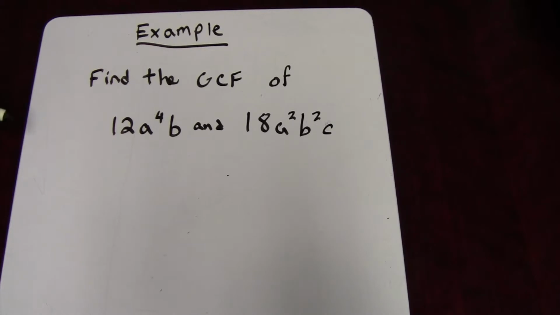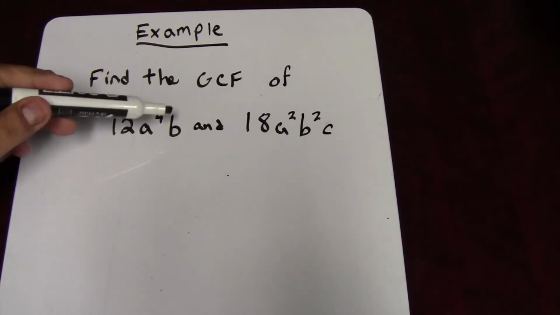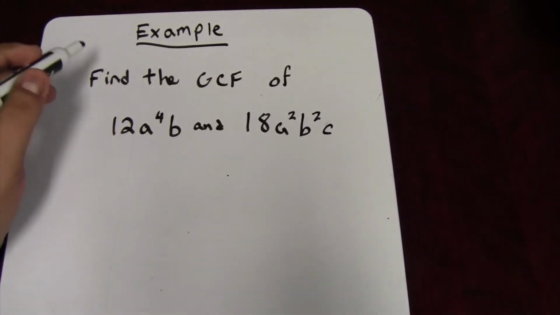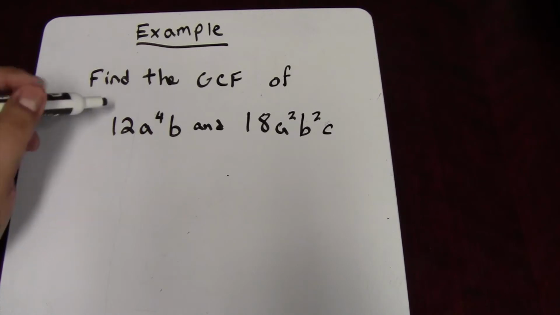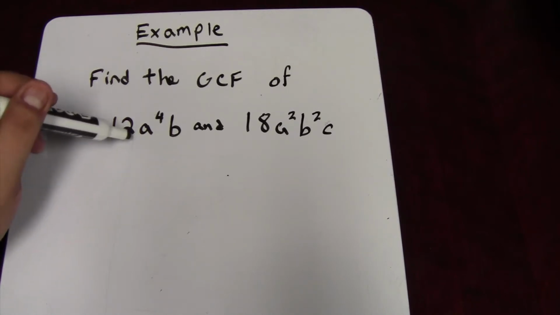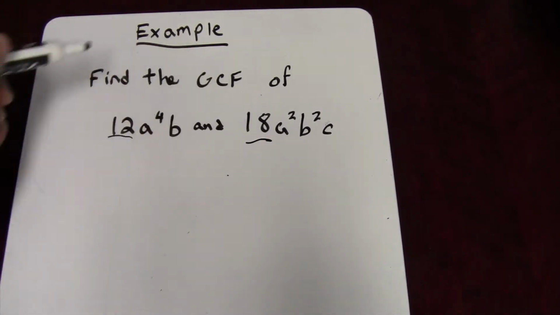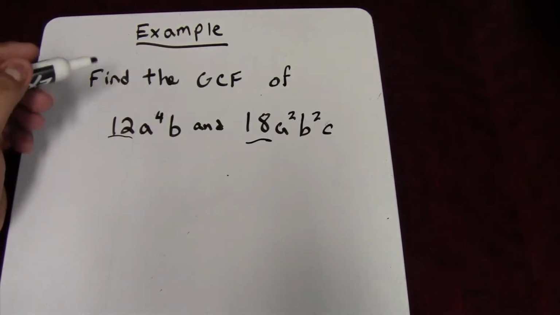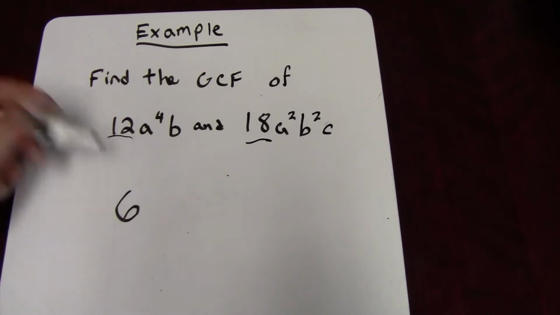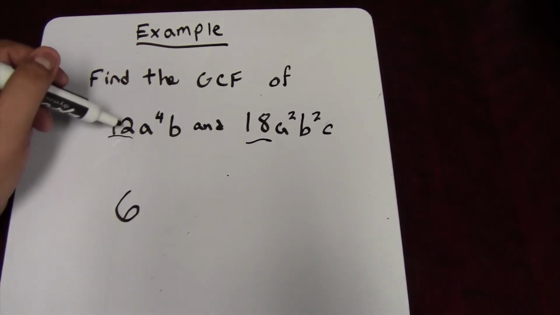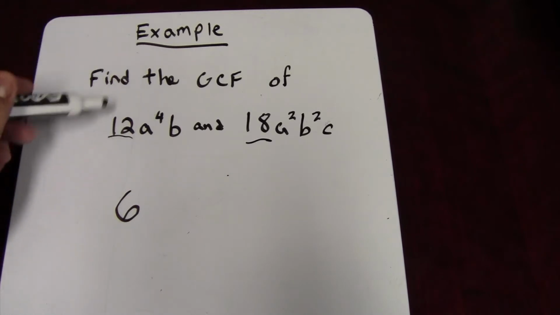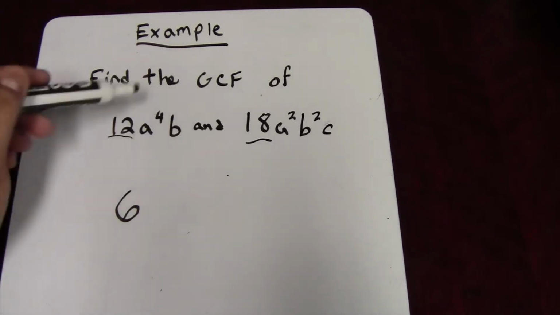Suppose we want to find the greatest common factor of 12a to the fourth b and 18a squared b squared c. The first step is let's determine what is the greatest common factor of just the numbers. The largest number that can divide both 12 and 18 in this case is 6. So 6 can go into 12 two times, 6 can go into 18 three times. There is no number larger than 6 that can divide both of these.